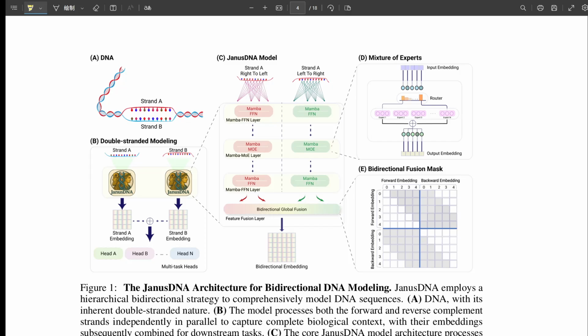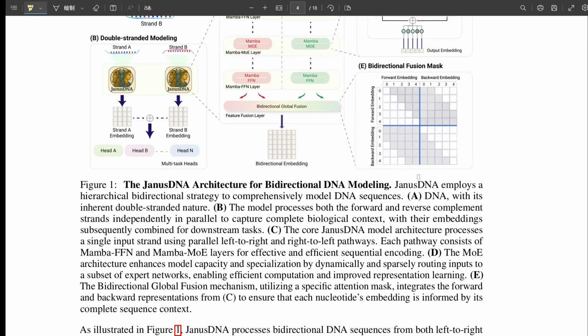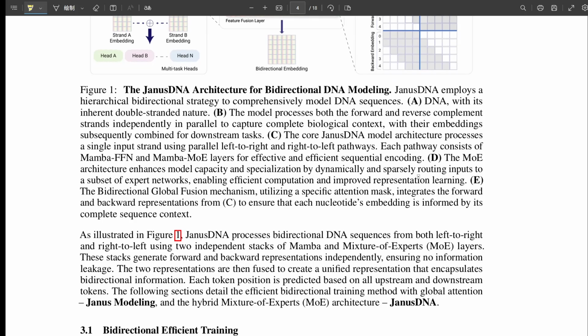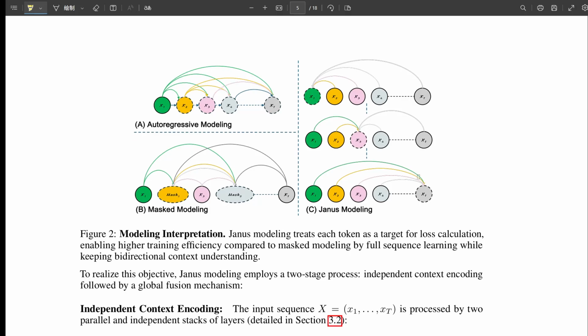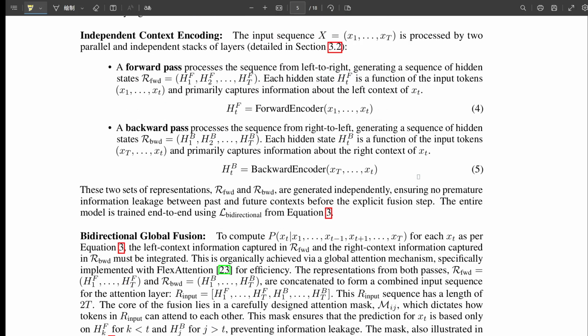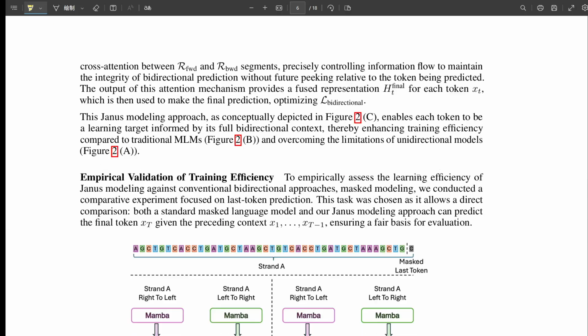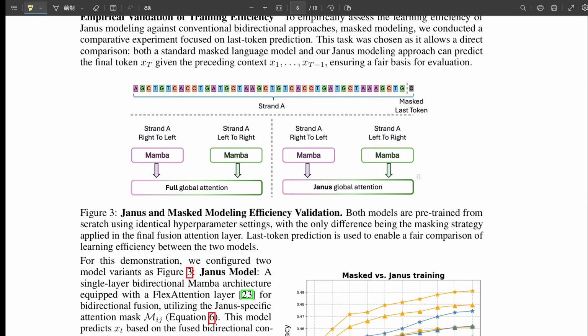Okay, so Janus modeling is the smart training strategy. But what about the model itself, the architecture that has to crunch through potentially a million base pairs? How is that constructed? Right, that's the second big innovation, the powerful hybrid architecture. JanusDNA doesn't just rely on one type of building block, like only transformers. It cleverly mixes and matches components. Mamba layers, attention, and mixture of experts, or MoE. A hybrid. Why that specific mix?